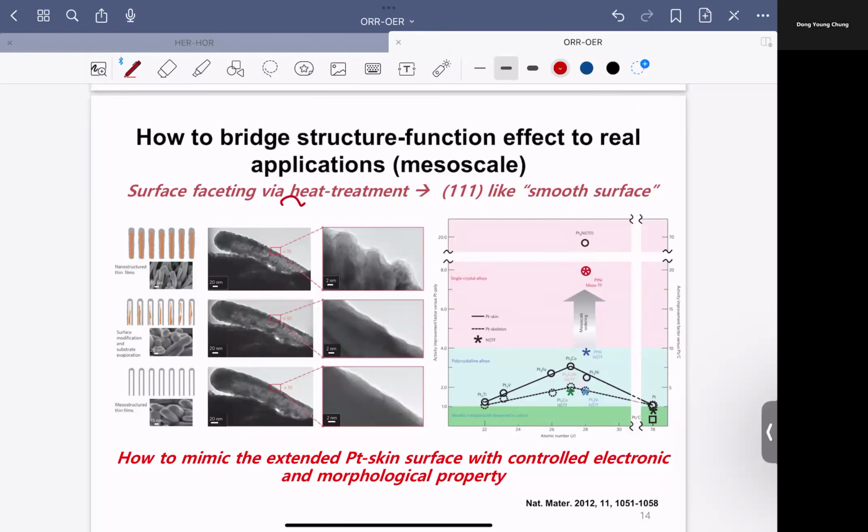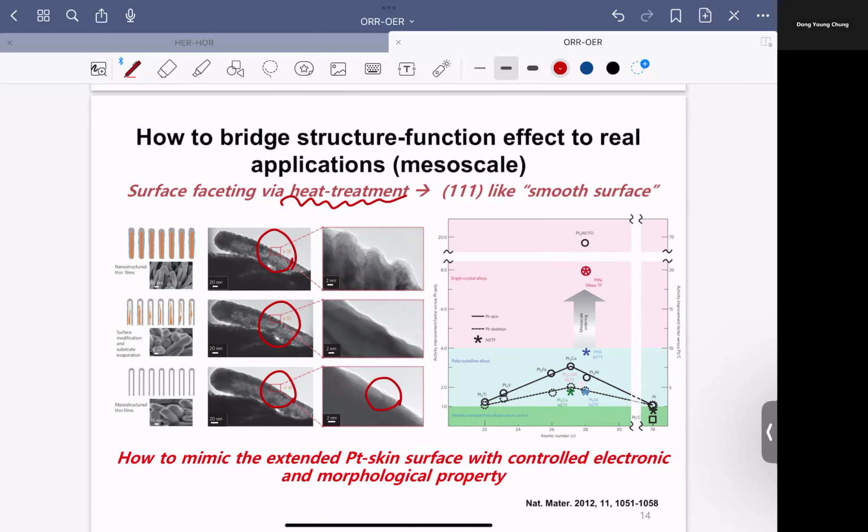As I shortly mentioned, heat treatment is really good, because if you increase the temperature, then during the cooling process the surface can be reorganized with the lowest surface free energy. For example, platinum 111, right? If you anneal in a very reductive condition, this is the surface before annealing, and if you observe after the annealing in the reductive condition, you definitely see that the surface is smoothed, right?